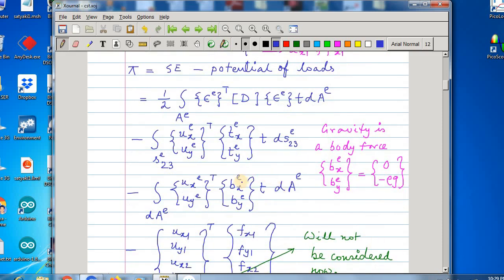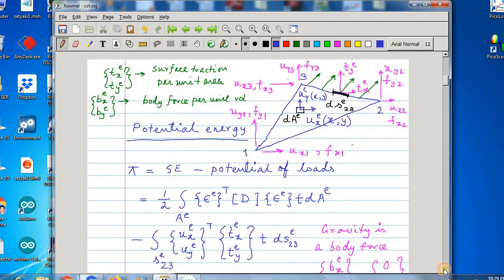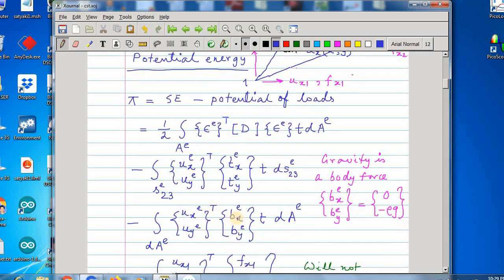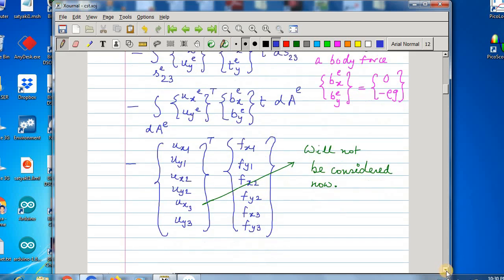This is the body force, and the body force acts on volume, so T dAe is the volume of the infinitesimal element corresponding to this dAe. So T into dAe is the volume, and this is the potential of load due to the body force. And this is actually the potential of load due to the nodal displacements and nodal forces. There are 6 degrees of freedom, and displacements corresponding to those 6 degrees of freedom, and these are the corresponding forces along those degrees of freedom.